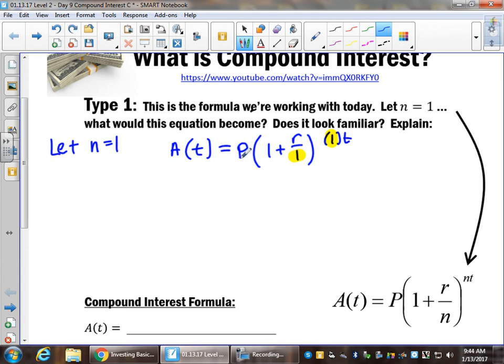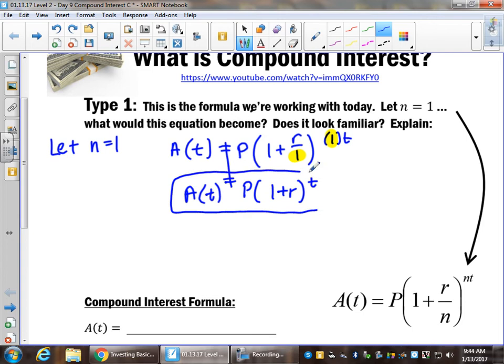Let's see how that's going to simplify. We have P, and then what's on the inside? 1 plus r raised to the t, because 1 times t is just t. So we have A of t equals, let's put this in a box. Does this look like something we've already been working with? Yeah. What does this look like?